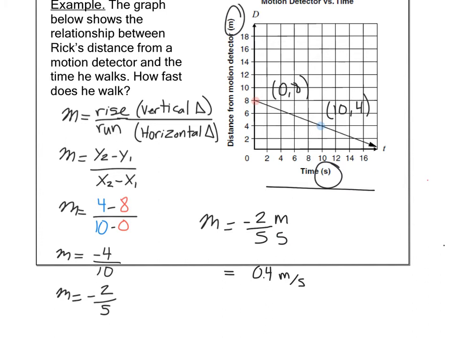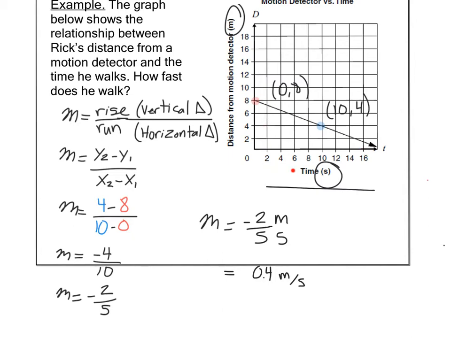Now the last component I want to discuss is this negative symbol. So this negative symbol tells us a bit about the direction that Rick is moving. We can't exactly say if it's forwards or backwards because that's all relative. What we can do is look at our graph because our graph tells us a lot of information. At time 0, he is 8 meters away from the motion detector. At time 16, he looks to be about 1.5 meters away from the motion detector.